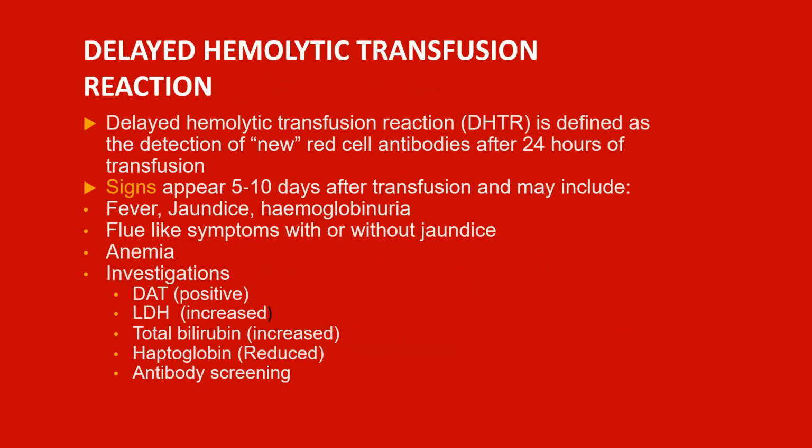Next is delayed hemolytic transfusion reaction. Delayed hemolytic transfusion reaction is defined as the detection of new red cell antibodies after 24 hours of transfusion. It usually appears 5 to 10 days after transfusion, and it may be characterized by fever, flu-like symptoms, jaundice, and anemia. In the investigation, DAT is positive, LDH is increased, total bilirubin is increased, haptoglobin is reduced, and antibody screening is done.